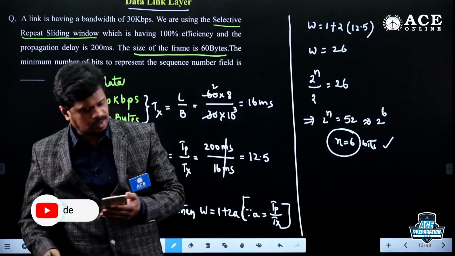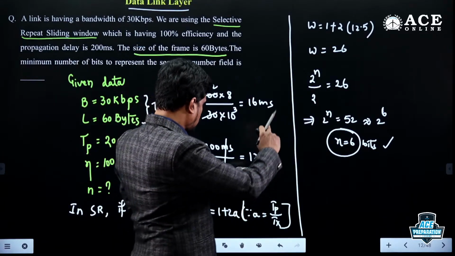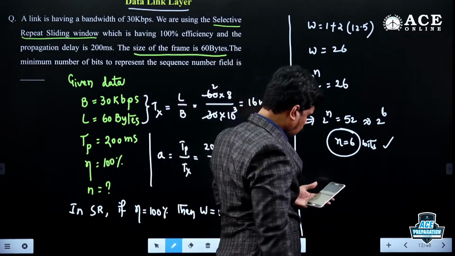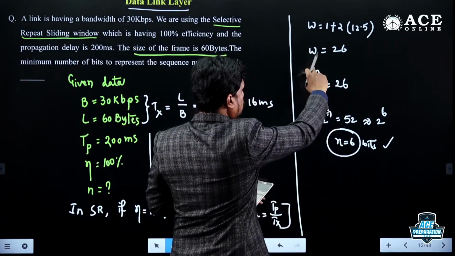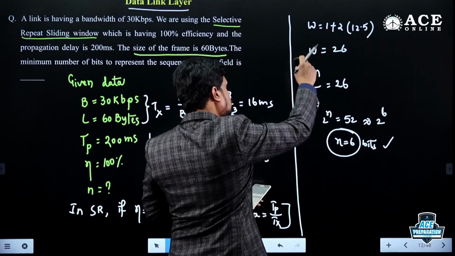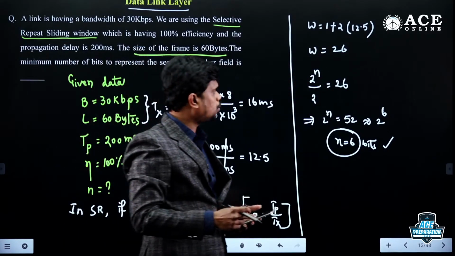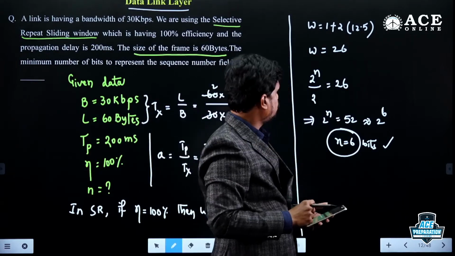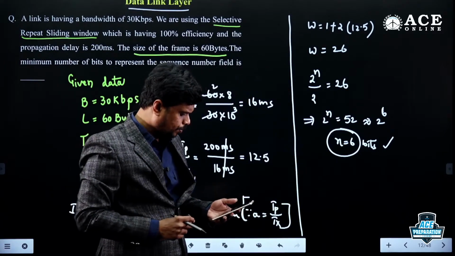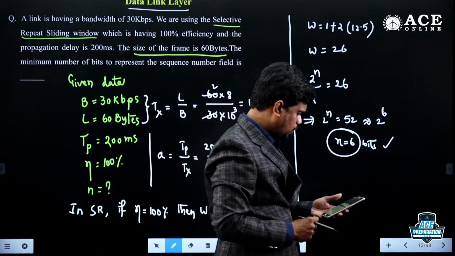Yeah, 26 is the W, but what is the W here, Leena and Shreya? W is the window size, and the window size in selective repeat is 2 to the power of n by 2, right? Or else you can say 2 to the power of n minus 1. Shreya, yes or no? Yeah, so 6 bits is the answer for this question.